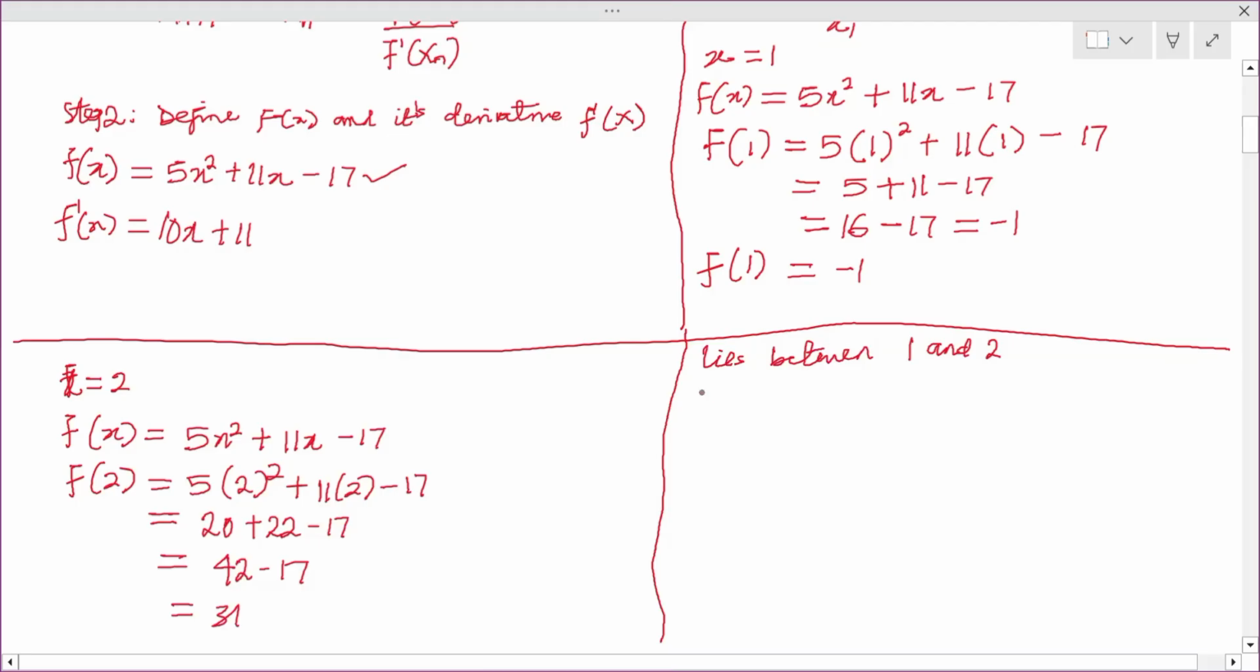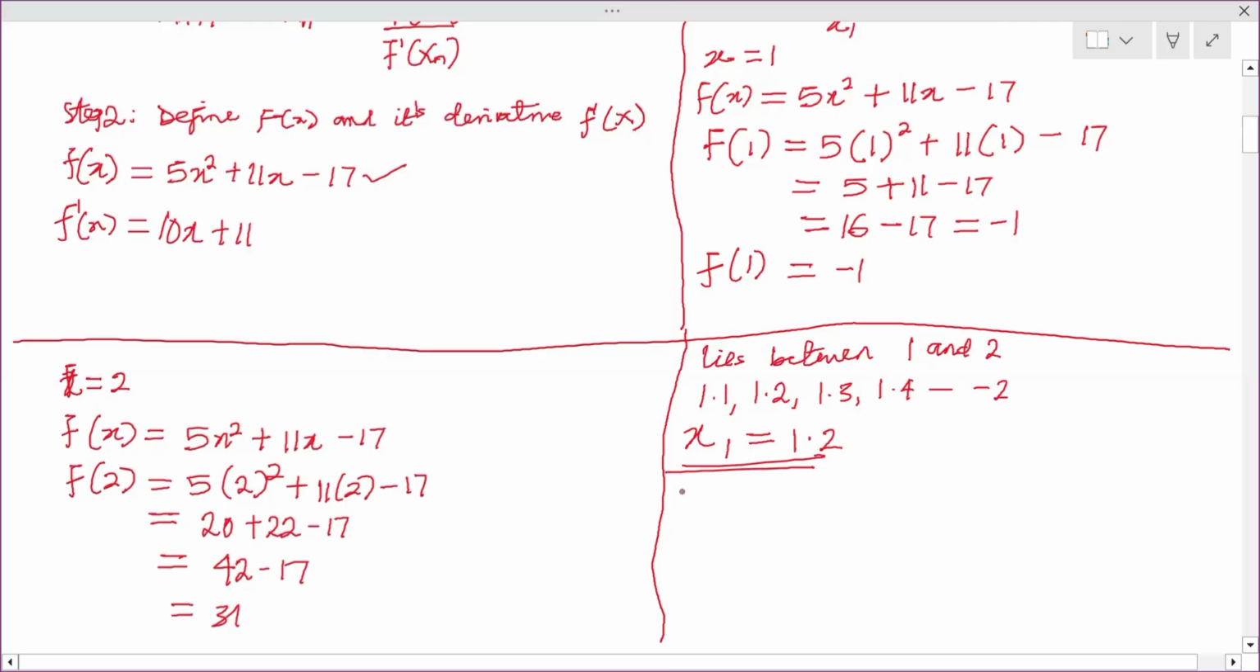So here we can have 1.1, we can have 1.2, we can have 1.3, we can have 1.4, and so on. But you should ensure that the value you choose is closer to 1 than it is to 2. So here I'm going to assume my first guess, x1, is equal to 1.2. This is my x1.